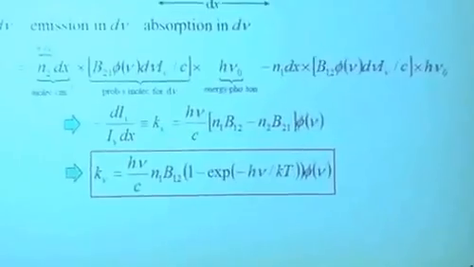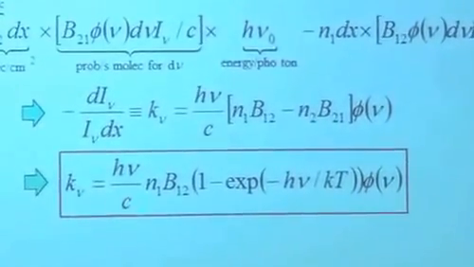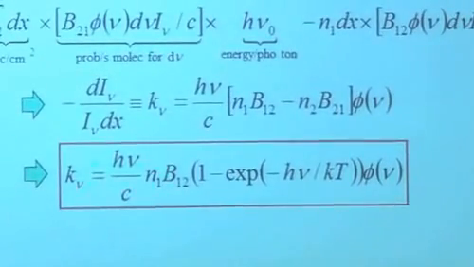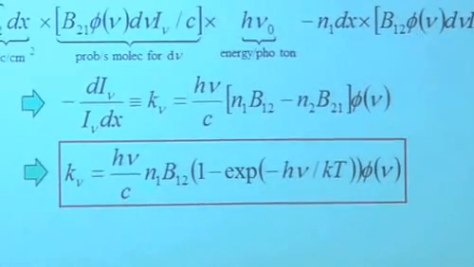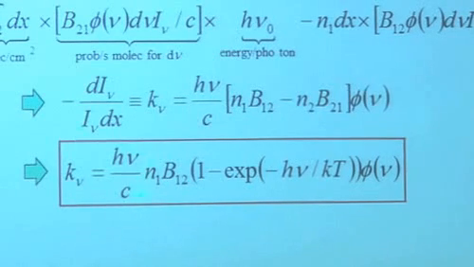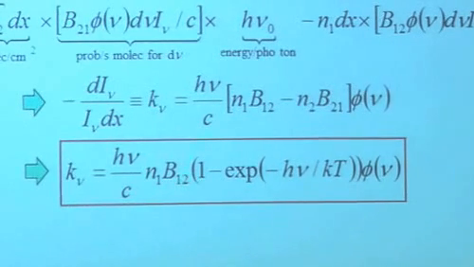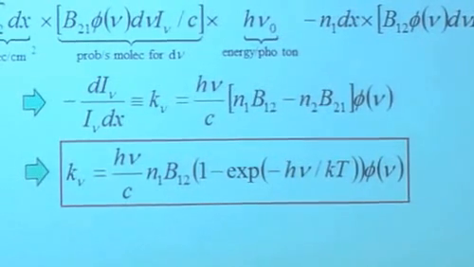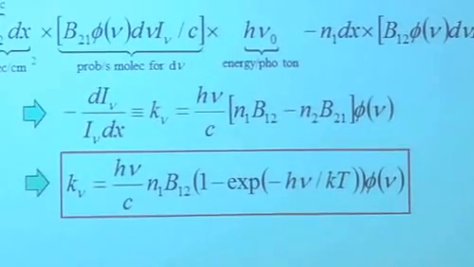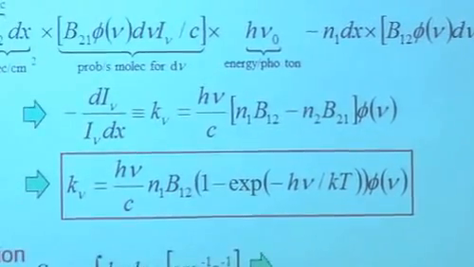k nu is h nu over c, and it makes sense. The absorptivity or spectral absorption coefficient is proportional to the number of molecules. The more molecules you have, the more absorption you have per unit length. It depends on the fundamental probability, B12, this induced emission term that is always approximately 1, and the line shape function. Therefore, the line shape function makes a difference.